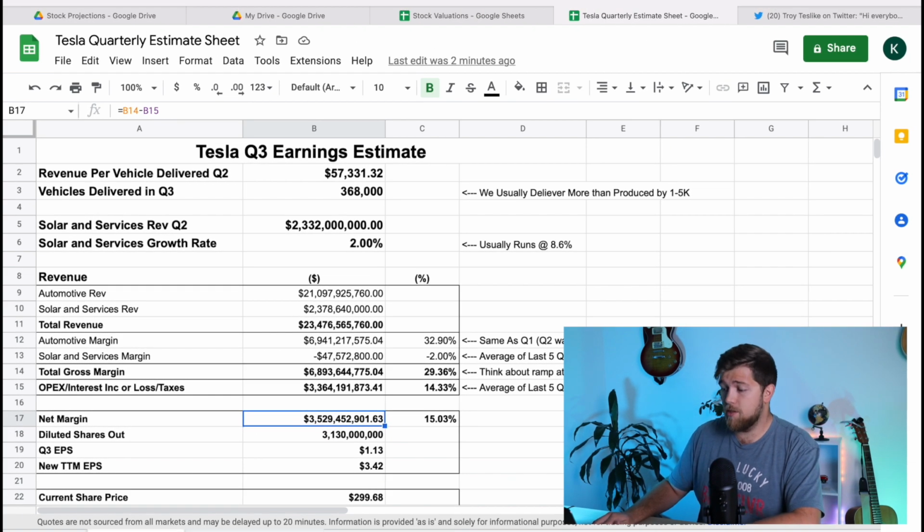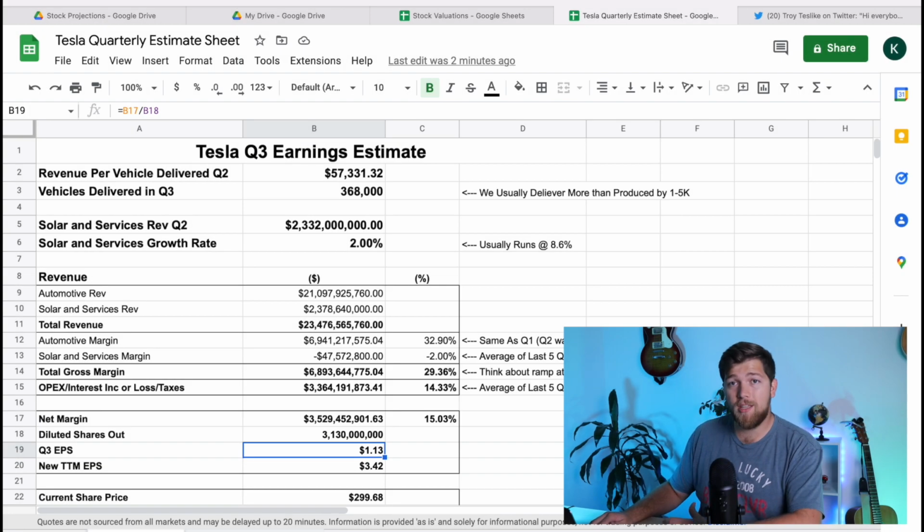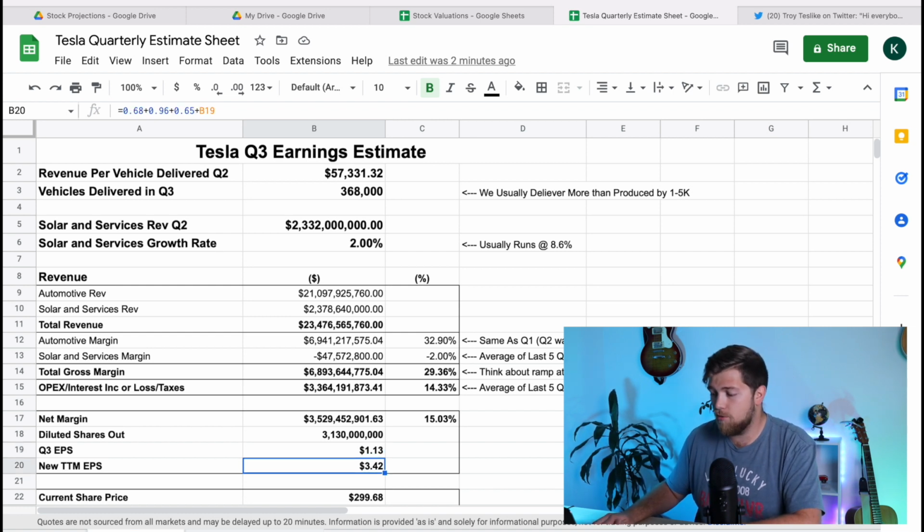Now what happens here is we drop that down, dilute that by our 3.13 billion shares outstanding, giving us an EPS target for Q3 of 1.13. So that right there is what I'm looking for Tesla to actually come out with when they give us their earnings results. I want to see $1.13 EPS diluted for Tesla when we actually get our earnings announcement for this coming quarter. And if that does happen, we should get a new 12-month trailing EPS of $3.42.